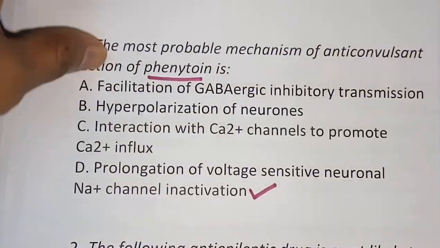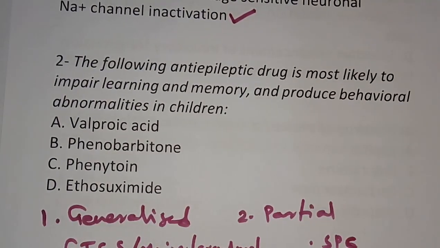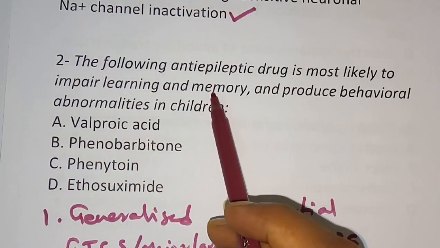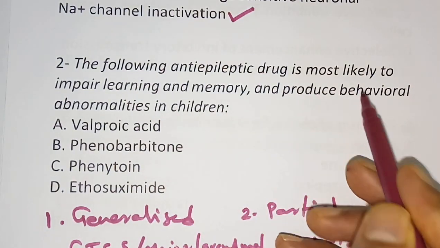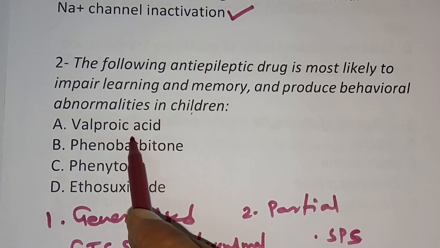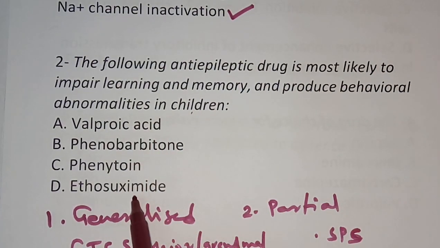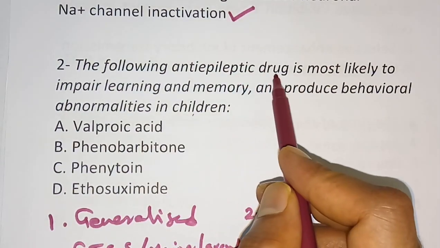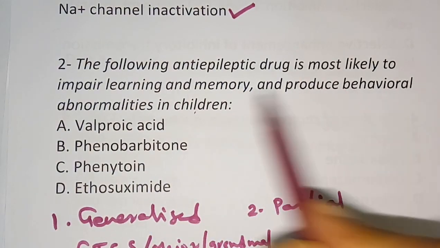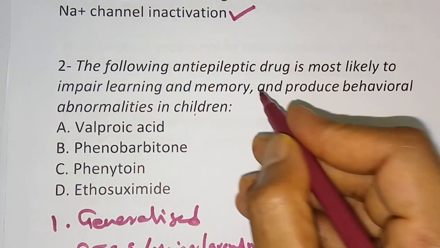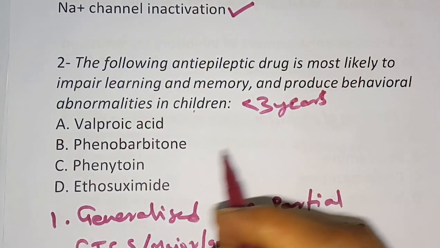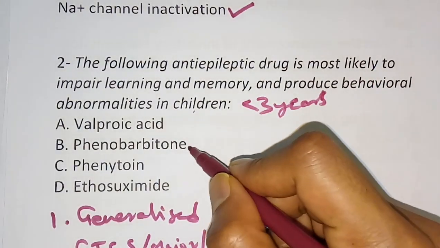The second question: which of the following anti-epileptic drugs is most likely to impair learning and memory and produce behavioral abnormalities in children? Options: valproic acid, phenobarbital, phenytoin, ethosuximide. The anti-epileptic drug which impairs learning and memory and produces behavioral abnormalities in children, especially below 3 years. The correct answer for this question is phenobarbital.